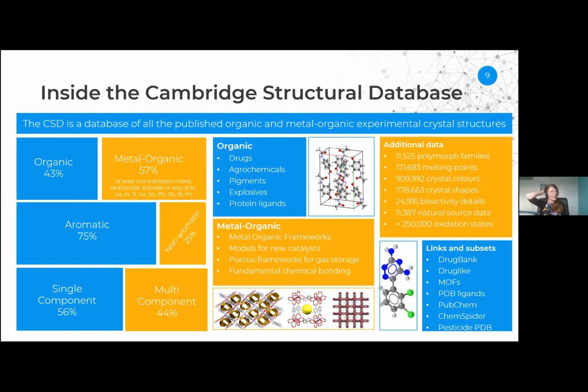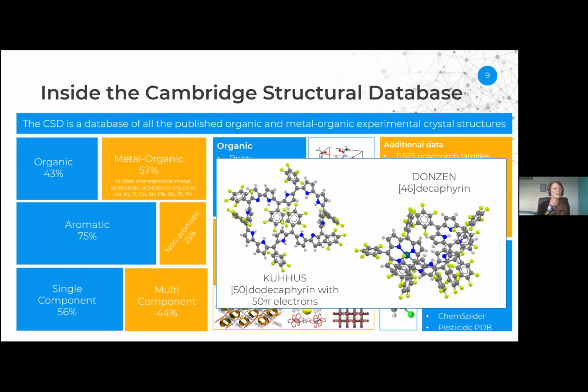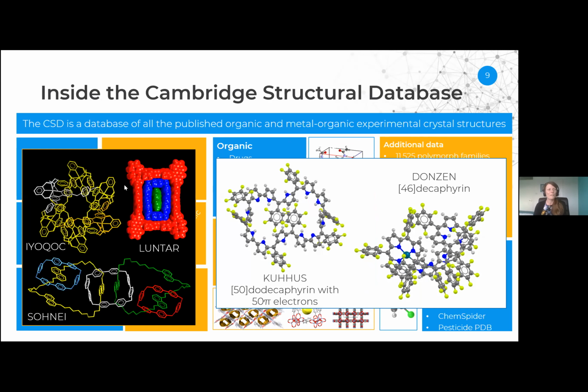We've seen this before in our workshops, so it's a database of organic and metal organic crystal structures. It's got a range of different information and different types of structures. It's also got some wonderful aromatic structures. So here are two of the most aromatic structures in the CSD, and here are some of my personal favorite aromatic structures in the CSD. We've got some interconnected aromatic molecules as well.